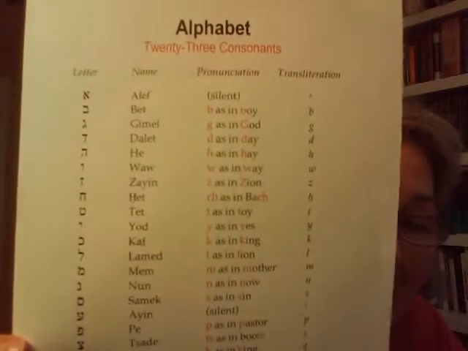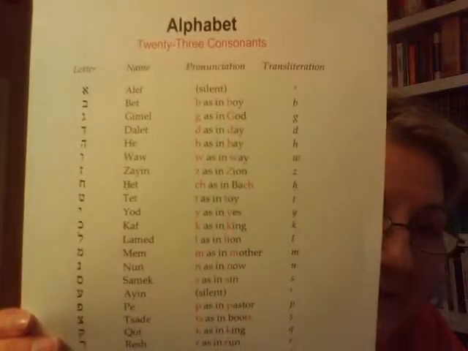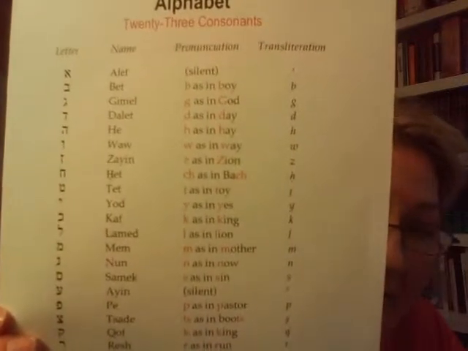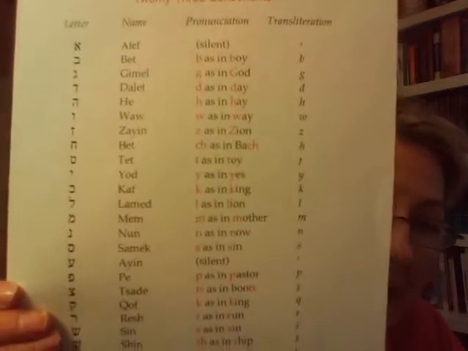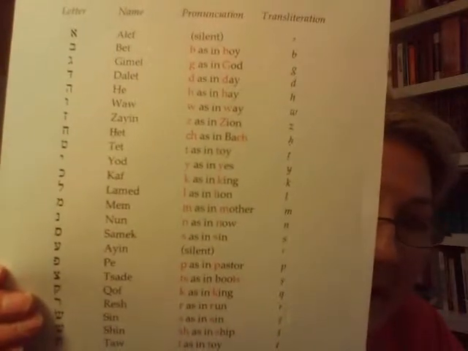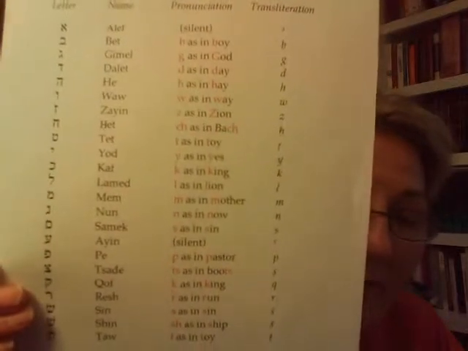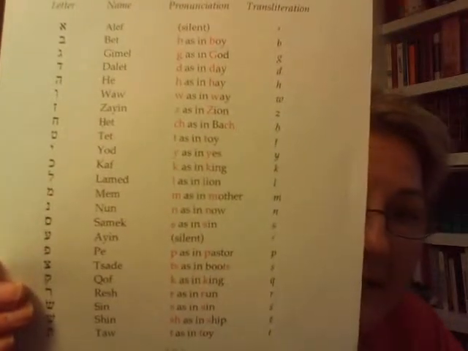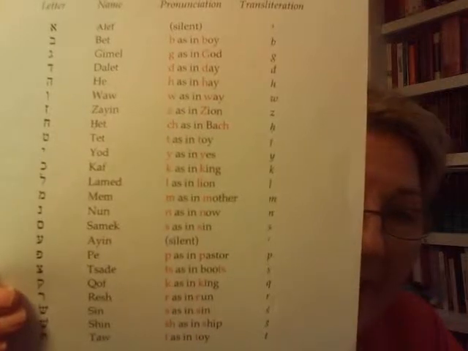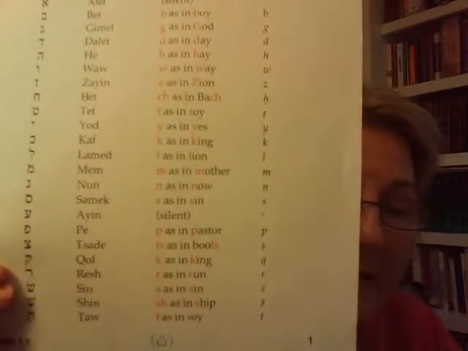Nun, N as in now. Samik, S as in sin. Ayin, like Aleph, is silent. Pei has the P sound as in pastor. The Sade has the TS sound as in boots. The Kof, K sound as in king, identical to the sound of calf. The Resh, R sound as in run.